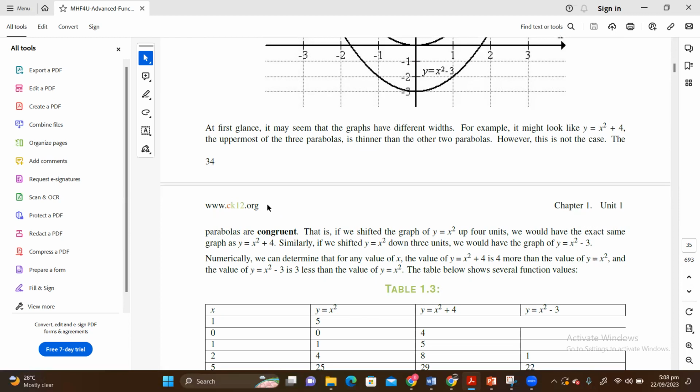Similarly, if we shifted y is equal to x square downwards 3 units, we would have the same graph y is equal to x square minus 3. So I have already told you that we are just moving upwards and moving downwards, and all 3 graphs are going to be congruent.